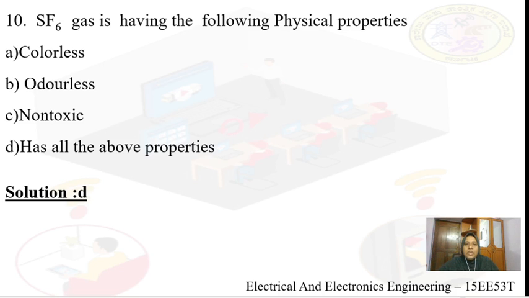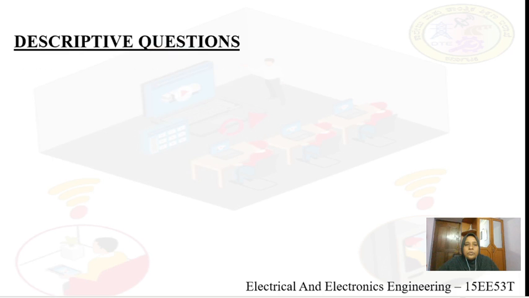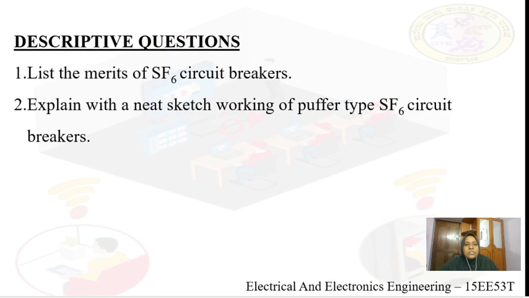Let us try to see how the descriptive questions come from this topic. The usual descriptive questions asked in this topic are: list the merits of SF6 circuit breakers, and the second one is explain with a neat sketch the working of puffer type SF6 circuit breakers. When the first question is asked, list the merits of SF6 circuit breakers, you are supposed to write the merits. Usually this question is asked for 5 marks, so you are expected to write at least 5 merits. We have discussed more than 5. Try to write 5 merits. Each merit carries 1 mark.